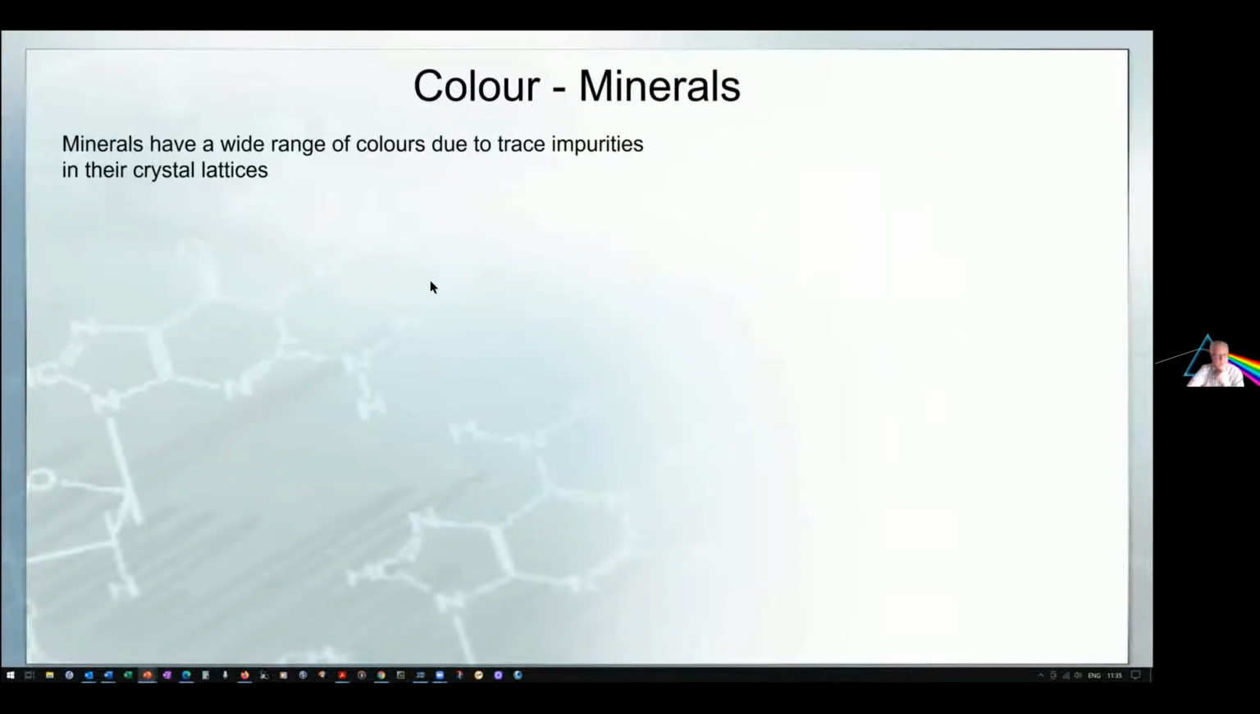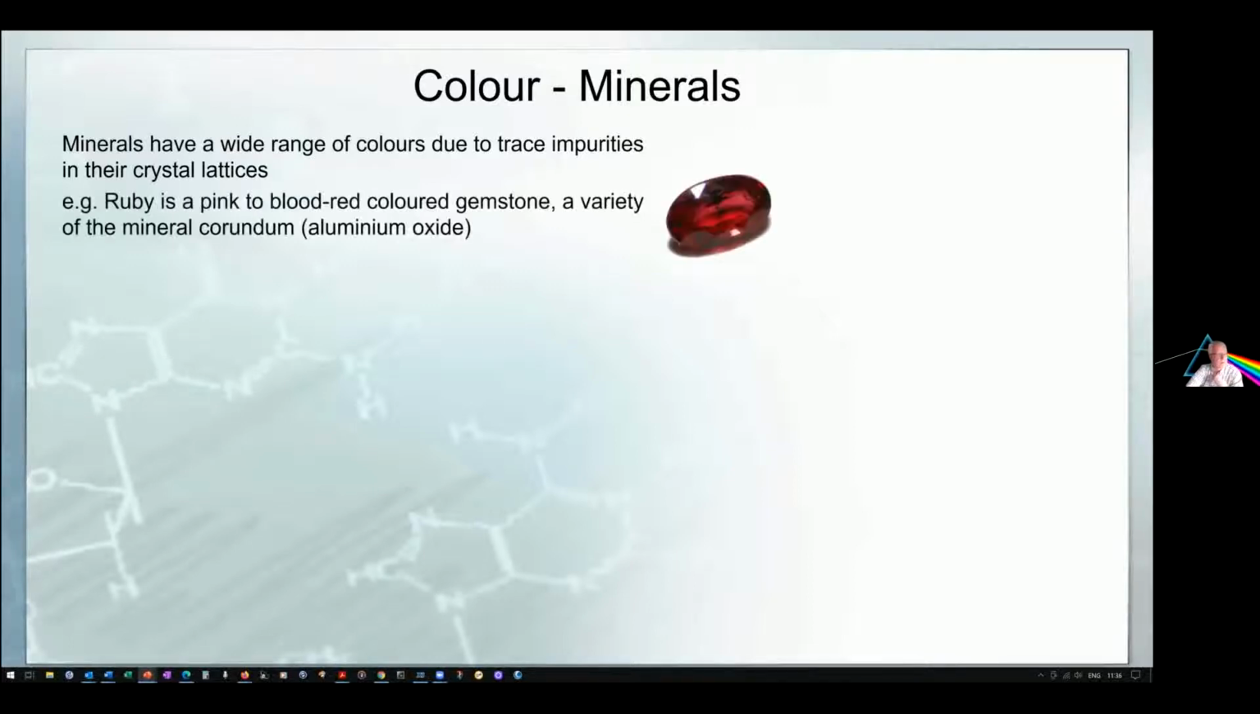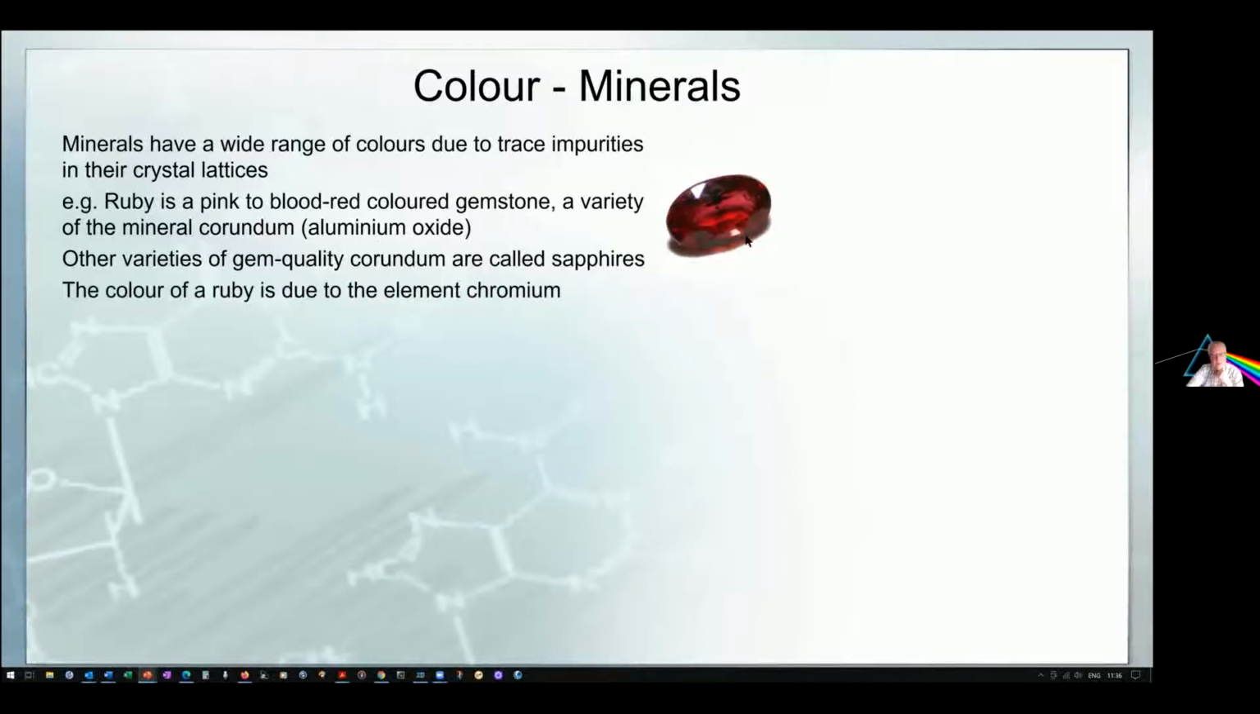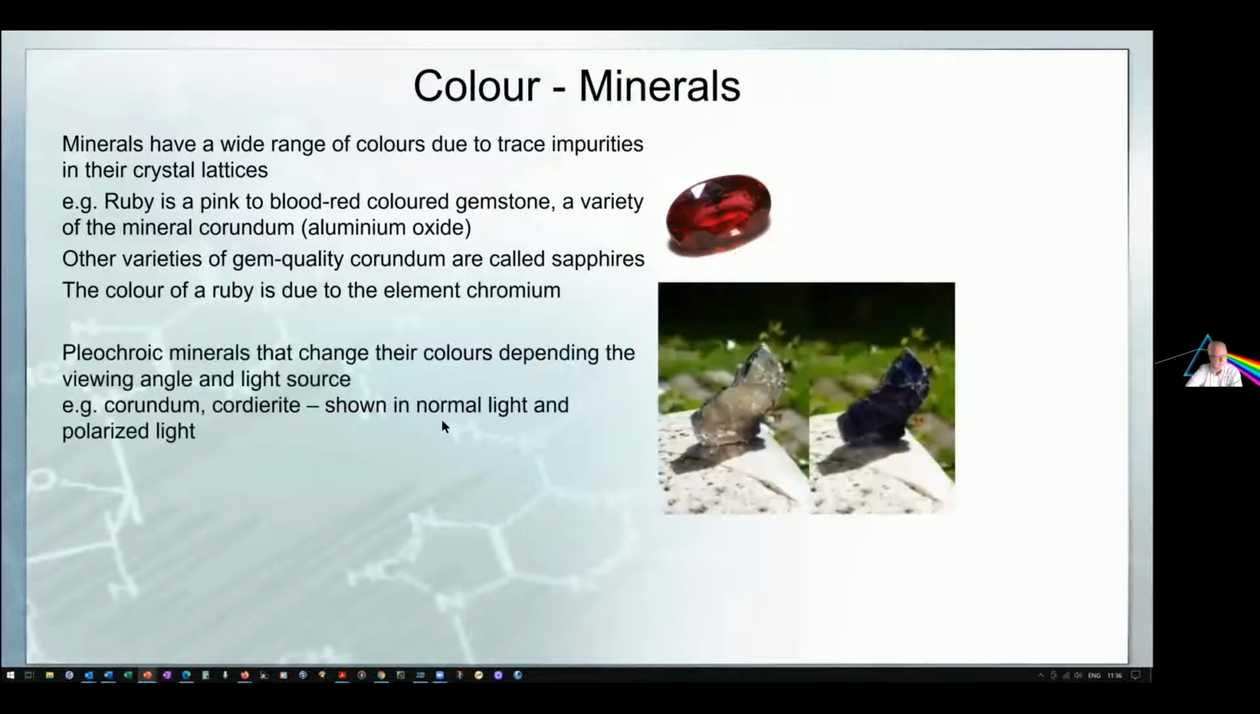So minerals can have a wide range of different colours due to trace impurities in the crystal lattice. And it doesn't take very much impurity to give a distinct colour. So ruby, for example, is pink. It's a coloured form of corundum, which is aluminium oxide. You can have different types of corundum, which are different colours, and they're called sapphires. So the colour of ruby is due to traces of the element chromium within the crystal lattice.